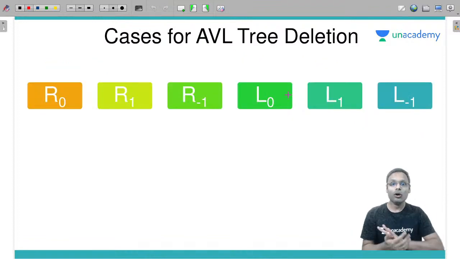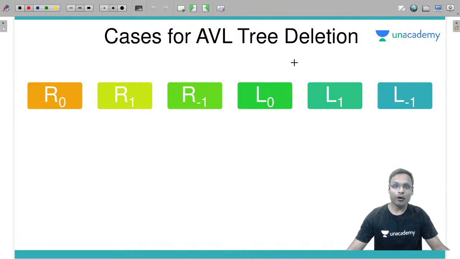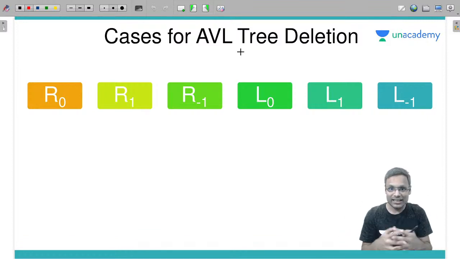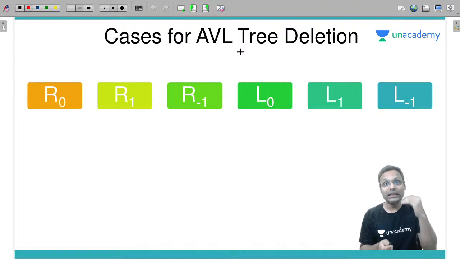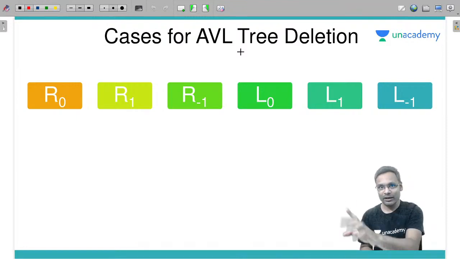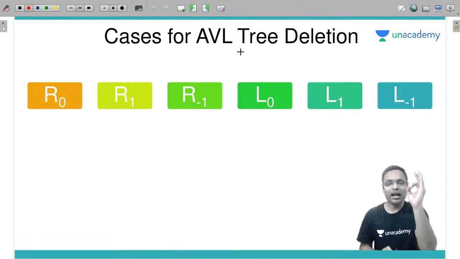Let's see how the deletion happens. These are the 6 cases for AVL tree deletion: R0, R1, R-1, L0, L1, L-1. What these cases are and how these cases will help me to eliminate the imbalances one by one, I will explain every single thing. Just stick to the session and listen.